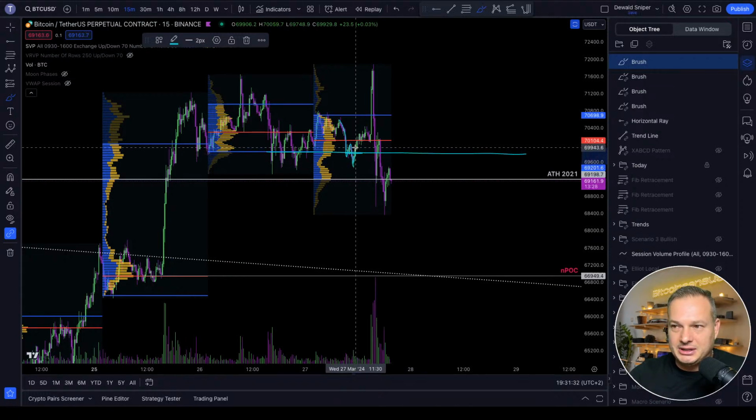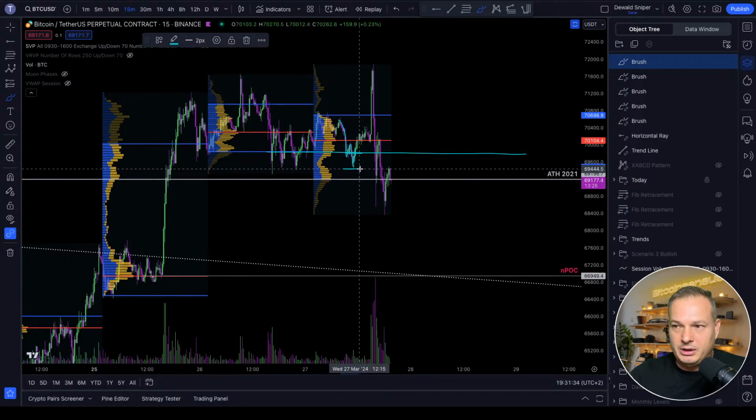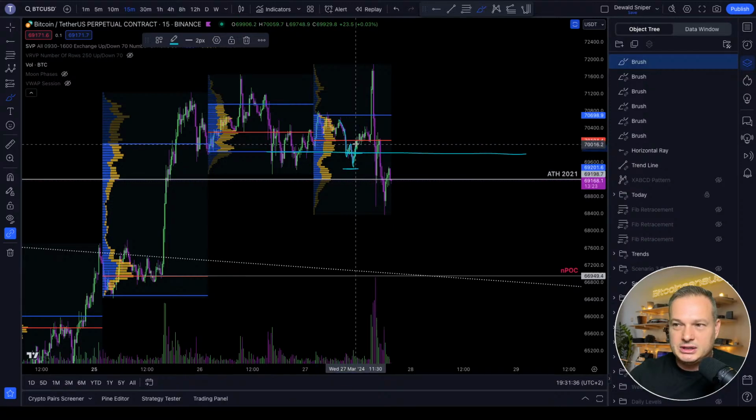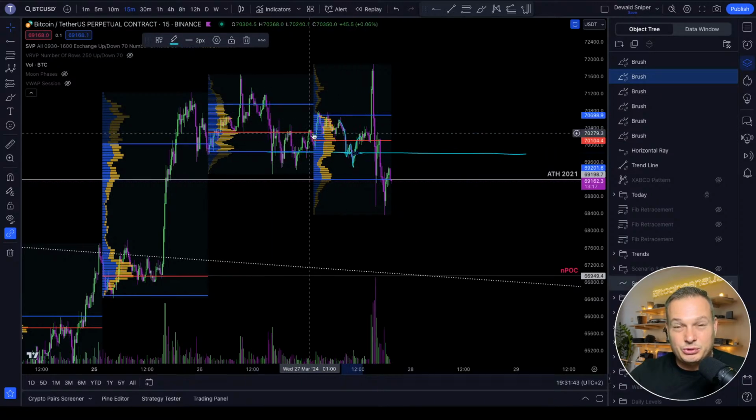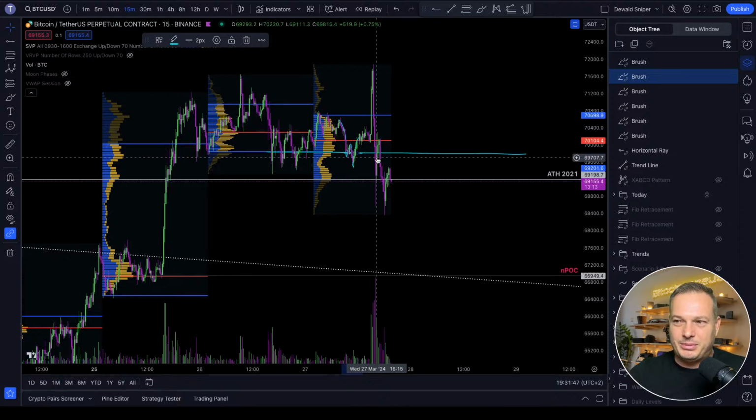We got acceptance back above. My stop went below this wick. And as soon as I move into green profit, I immediately move my stop loss to break even. These I'm talking about here are small little scalps, but this is how you make money. Everything adds up at the end of the day.